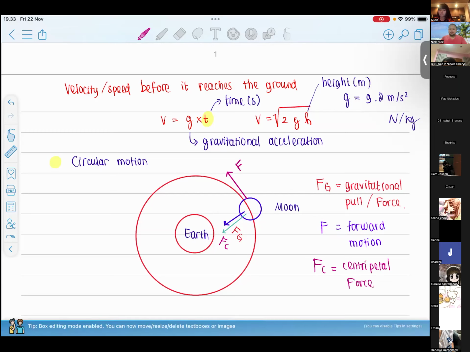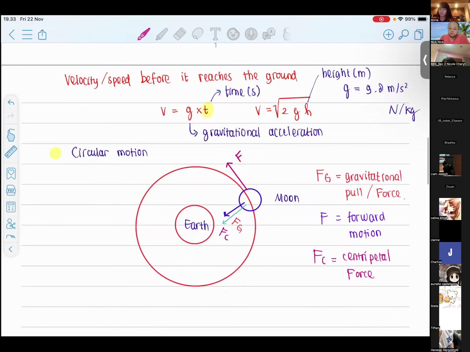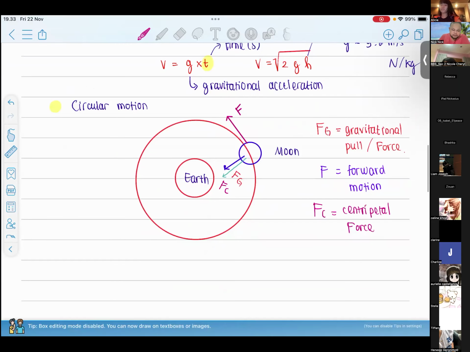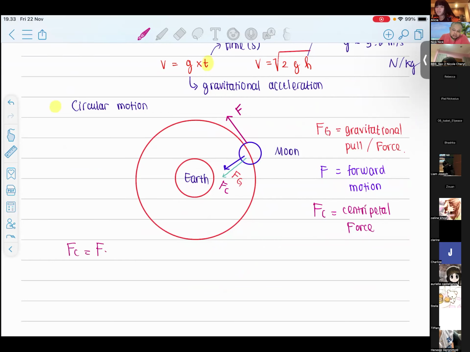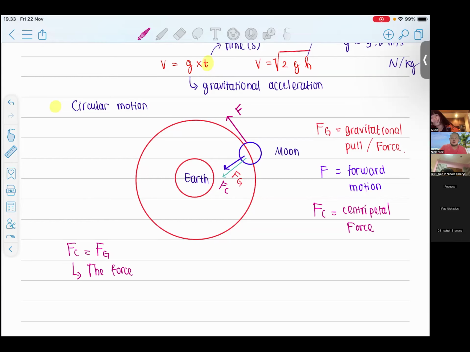Now, students, centripetal force is gravitational pull, right? Centripetal force Fc here equals the gravitational force. What is centripetal force? Centripetal force is the force, sorry, I think there's an error. I cannot see my slide.